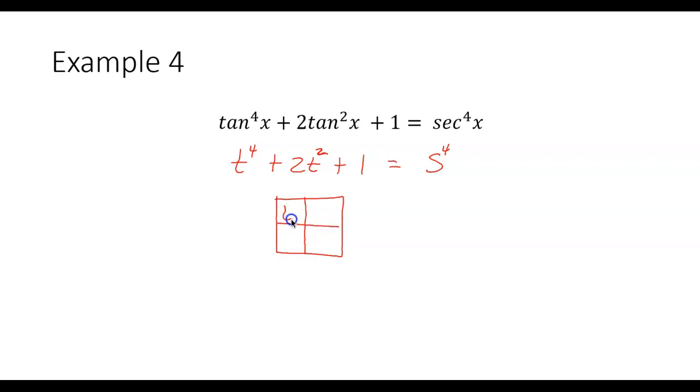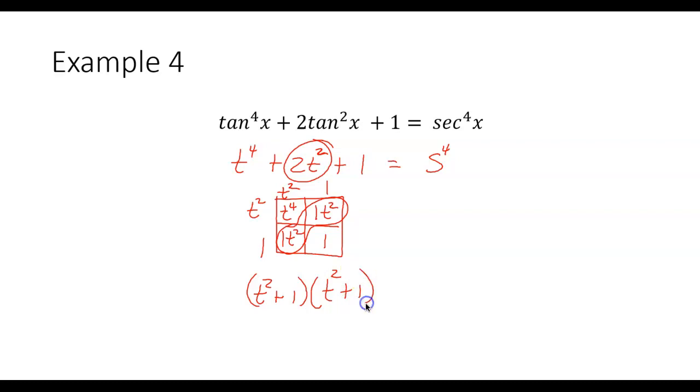We have t to the 4th goes here, 1 goes here, and we're looking for 2 things that multiply together to make t to the 4th, which is probably going to be t squared and t squared. And for the 1, it'll be 1 and 1 probably. And so we go ahead and fill in our blanks here, and we check our answer to make sure it's right. These 2 should add up to make the middle, which they do. And so we have t squared plus 1 times t squared plus 1, and that should be equal to s to the 4th. Now, once again, we're going to replace these t's and s's with what they really are.